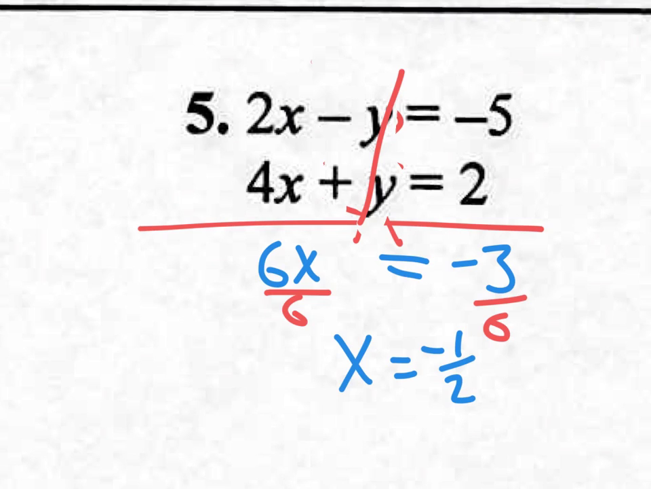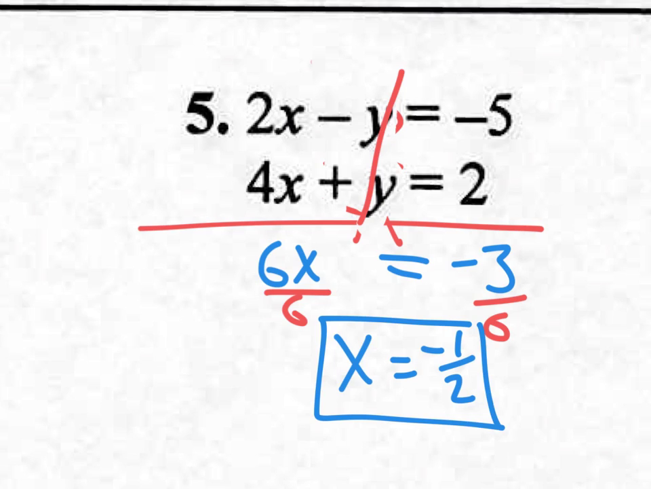3 cannot be divided by 6. 6 could be divided by 3, but 3 cannot be divided by 6. So the only thing you could do with this fraction is reduce it, and that becomes negative 1/2. Okay, so we have an answer that is a fraction. X equals negative 1/2. Now, how could I find the other answer?